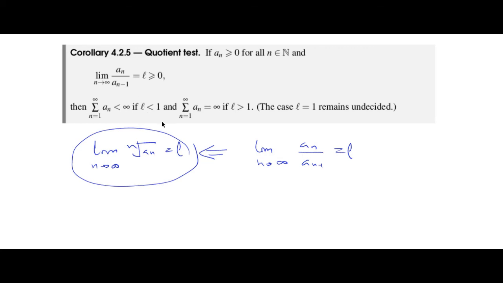And so just like before, the convergence of this series will depend on the value of L. If L is smaller than 1, then the series will be convergent. If L is greater than 1, the series will be divergent, okay? So keep in mind these two tests. We will use them a lot during the exercises, okay? Okay, so that's it for this video.